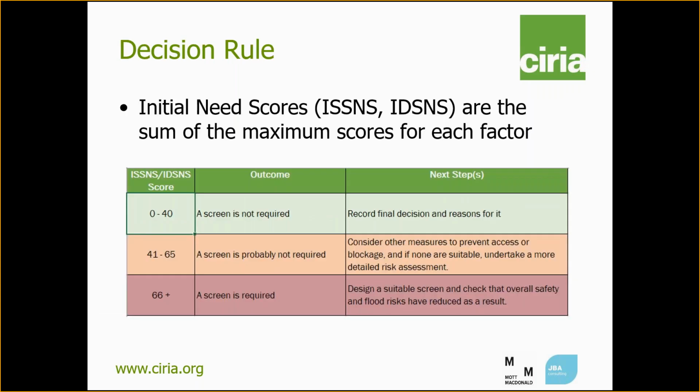Once you've gone through that for each of the factors, you sum the maximum scores. That will come somewhere between 0 and 100. And then depending on what that score is, you go to this decision rule to decide what to do next. If the score is between 0 and 40, a screen is not required.